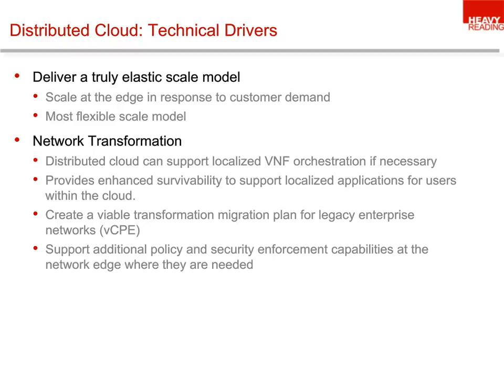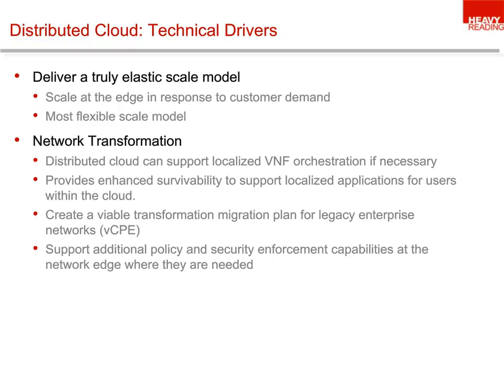The first is scale. Obviously, with the distributed cloud, you can scale at the edge in response to customer demands, so you can size your distributed cloud based on real customer demands in real time. And so therefore, it's a very flexible scale model. You're not provisioning or planning a network based on theoreticals. It's basically on customer demand. And then the second group of drivers I bunch together in what I call network transformation, and that obviously includes a number of different topics.